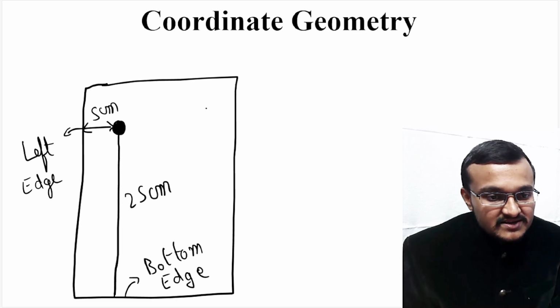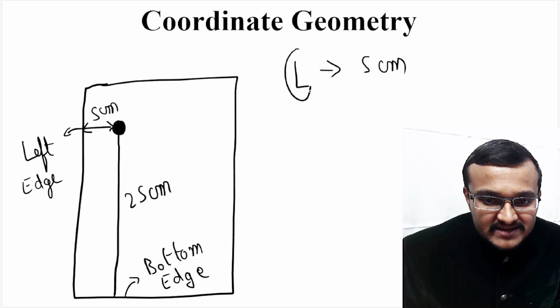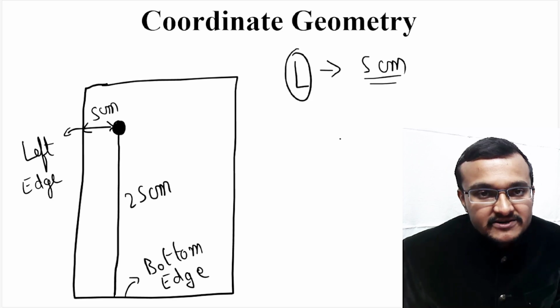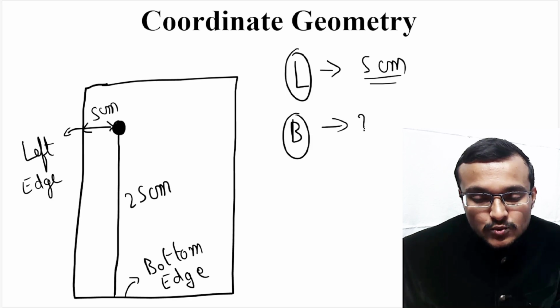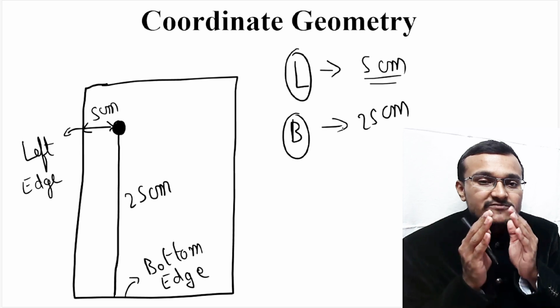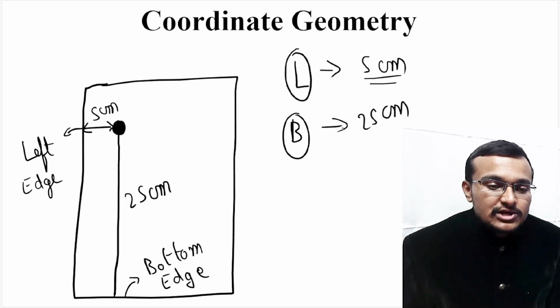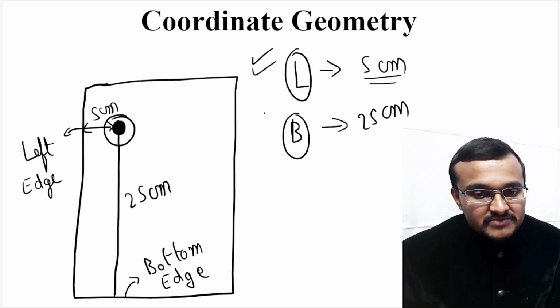So here these two things you have to mention. From the left edge of the paper it is 5 centimeter away, and from the bottom edge of the paper it is 25 centimeter away. So two pieces of information you have to give in order to locate the position of this particular point, and those two are from the left edge of the paper and from the bottom edge of the paper.